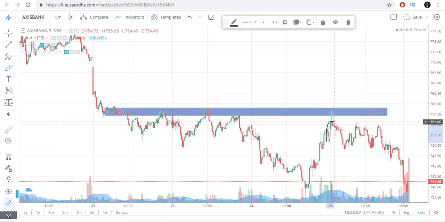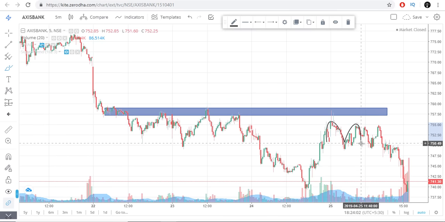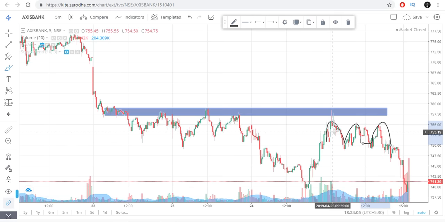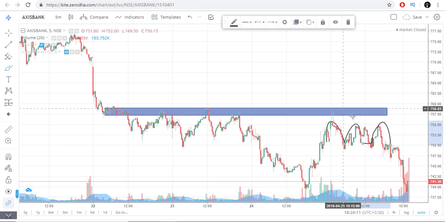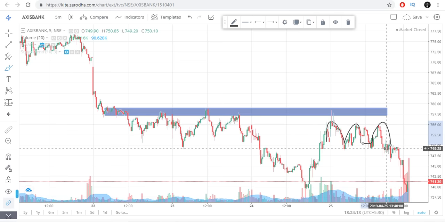So if you clearly observe, here is a triple top pattern. First top, second top, third top, so it is a triple top pattern, which is a negative pattern. And as expected, as soon as this level of 749 is broken, the stock straight away fell down to 740 rupees. If one has bought the put option at this 754 rupees level, they could have made a good amount of money.